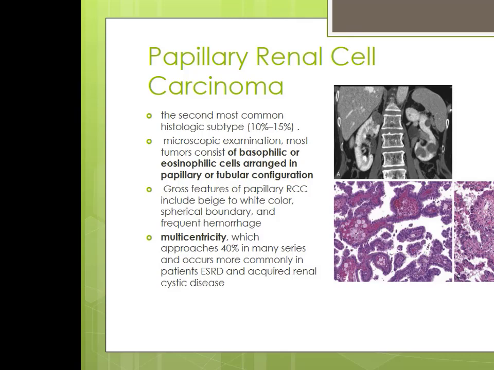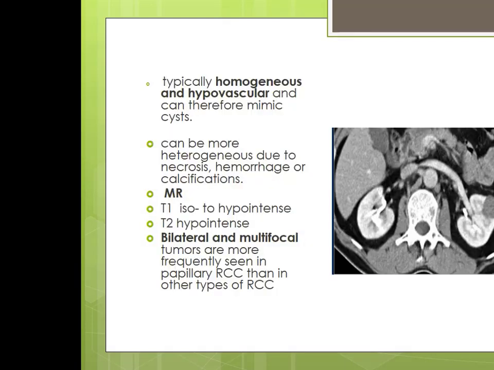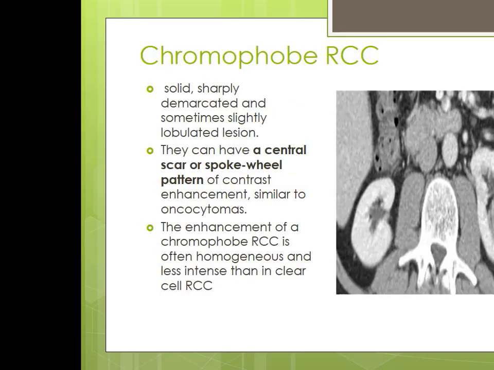Multicentricity approaches 40% in many series, and they occur more commonly in patients with end-stage renal disease and acquired renal cystic disease. On imaging, they appear homogeneous and hypovascular and therefore can mimic a cyst. They can be heterogeneous due to necrosis, hemorrhage or calcification. On MR, on T1 they are iso to hypointense, on T2 they are hypointense. The classical feature of papillary RCC is that they are multifocal and bilateral, and this is seen in this type of RCC as compared to other types of RCCs.